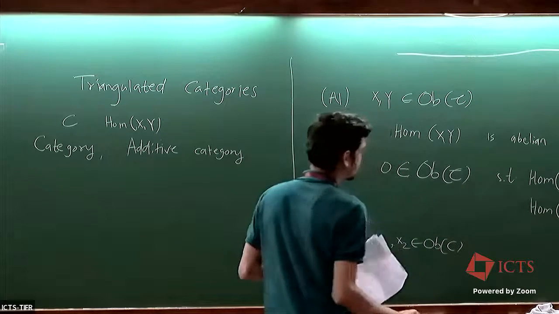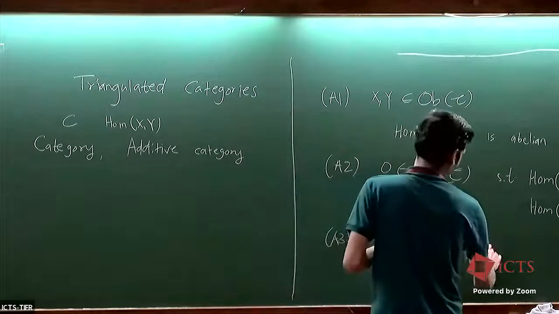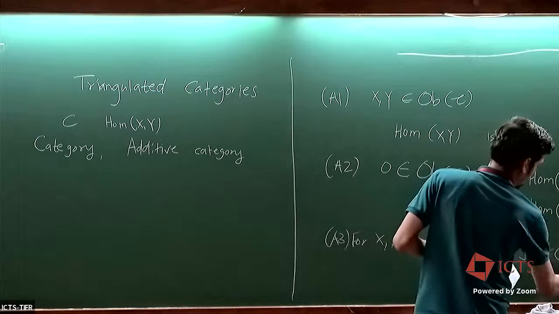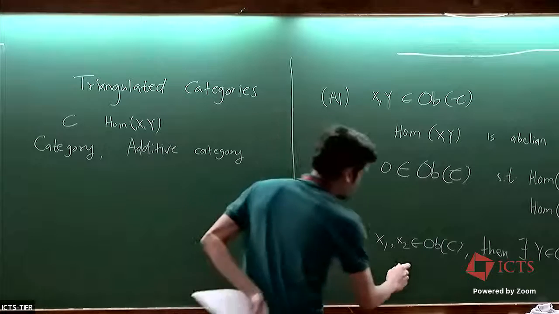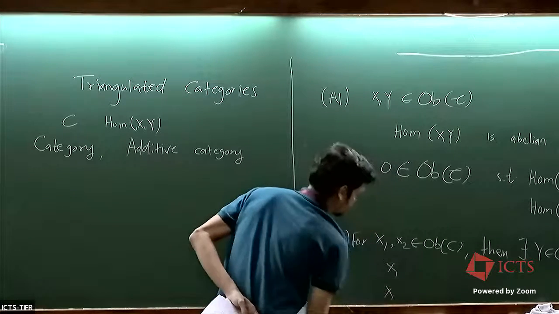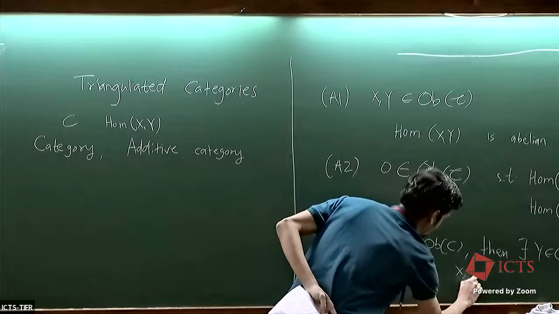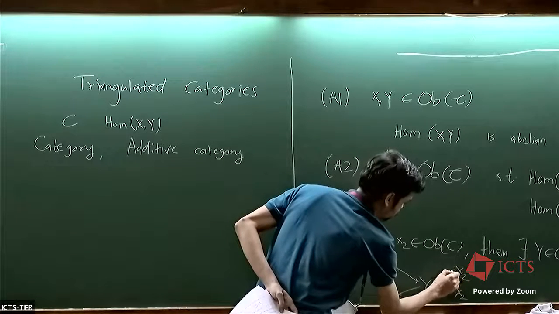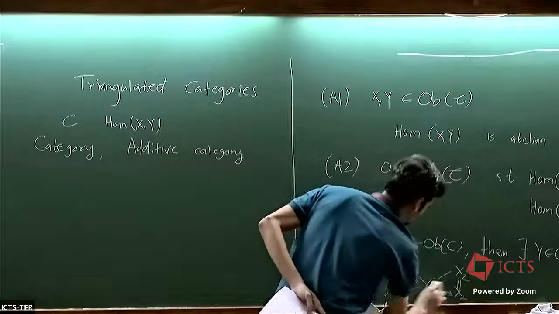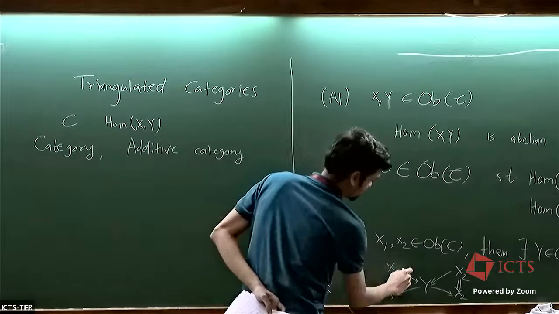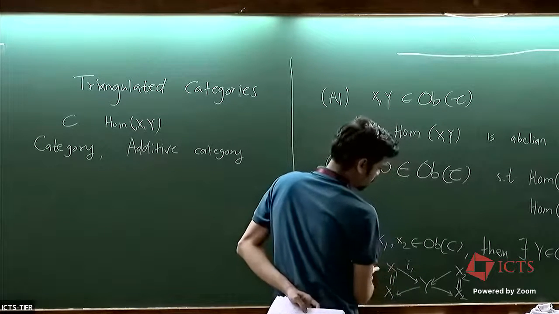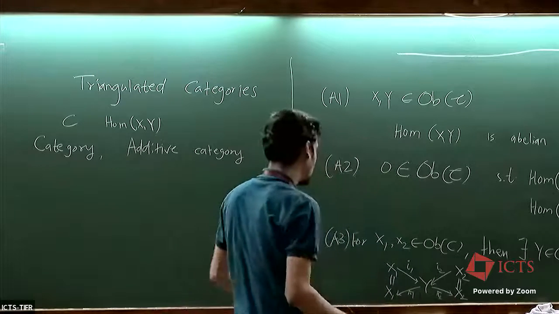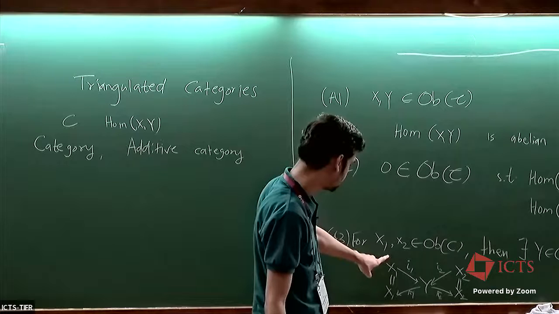And the third property is that suppose you consider two objects X1 and X2 in category C. Then there should exist an object Y such that we have maps i1 from X1 to Y and i2 from X2 to Y, and let's call the maps back pi1 and pi2, such that the following hold.